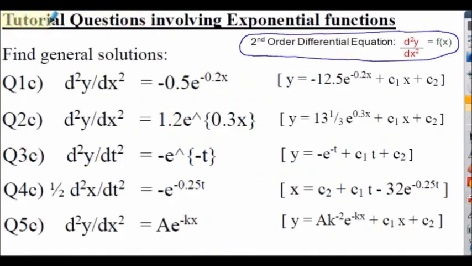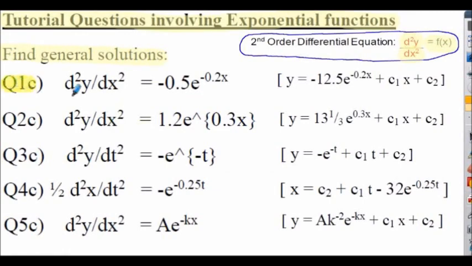Here are some second order differential equation questions involving the exponential functions. So they're of the form d2y divided by dx squared equals a function of x, where the function of x is an exponential. For the first batch of questions, we're asked to find the general solutions.